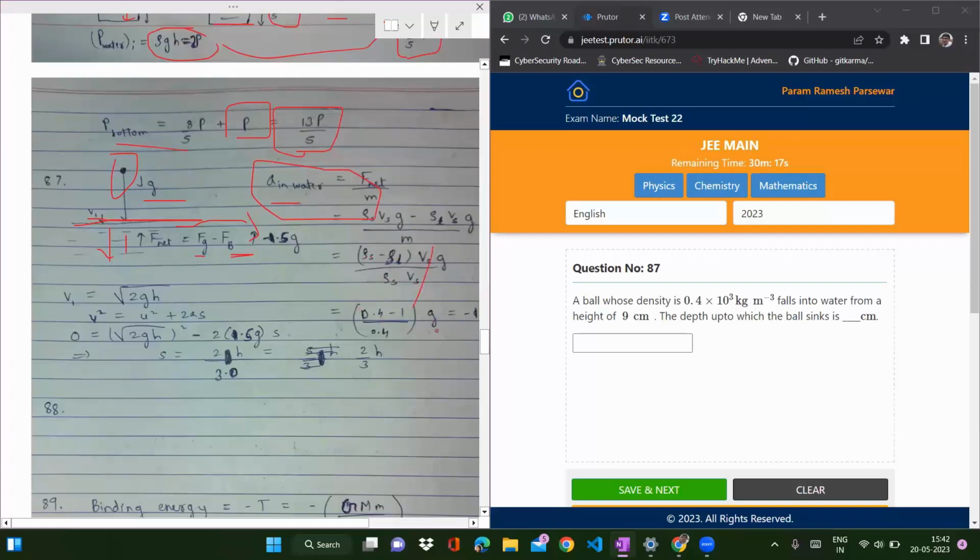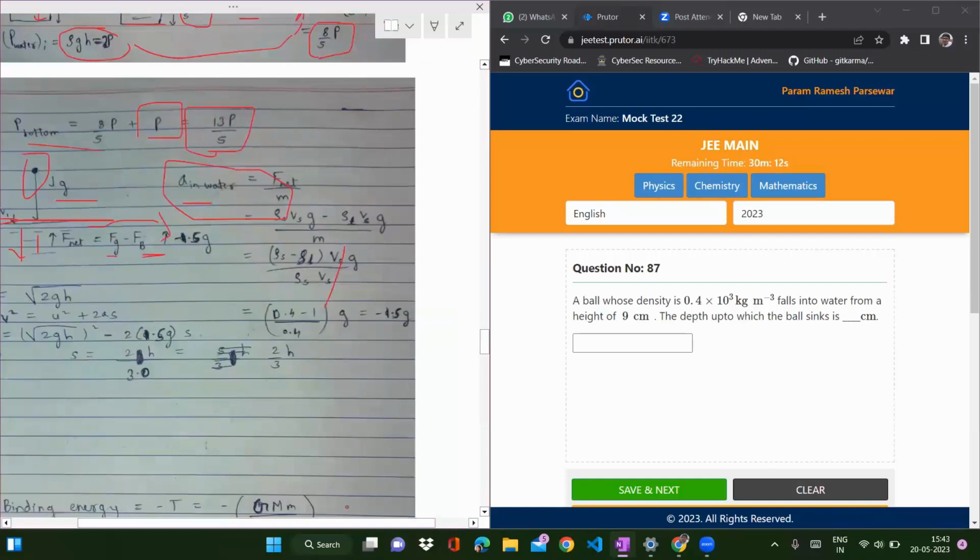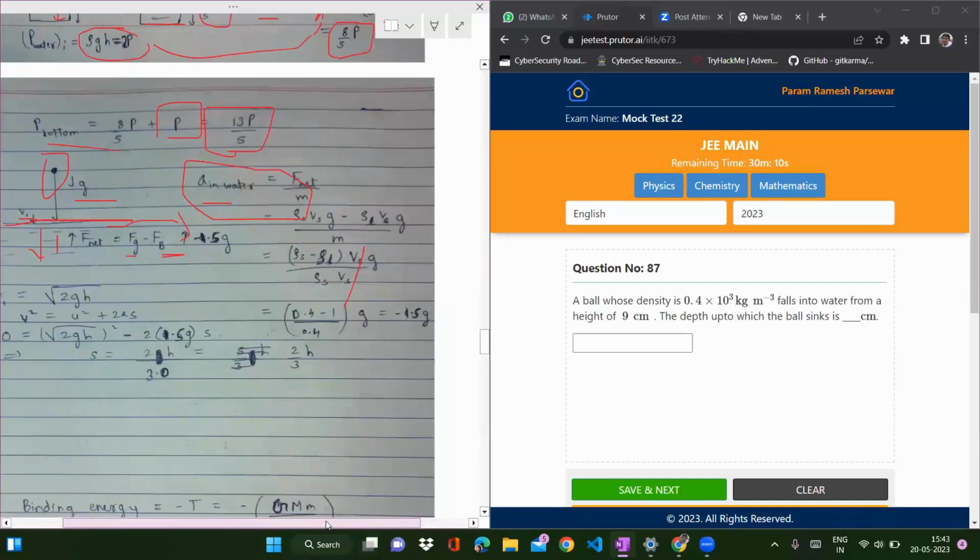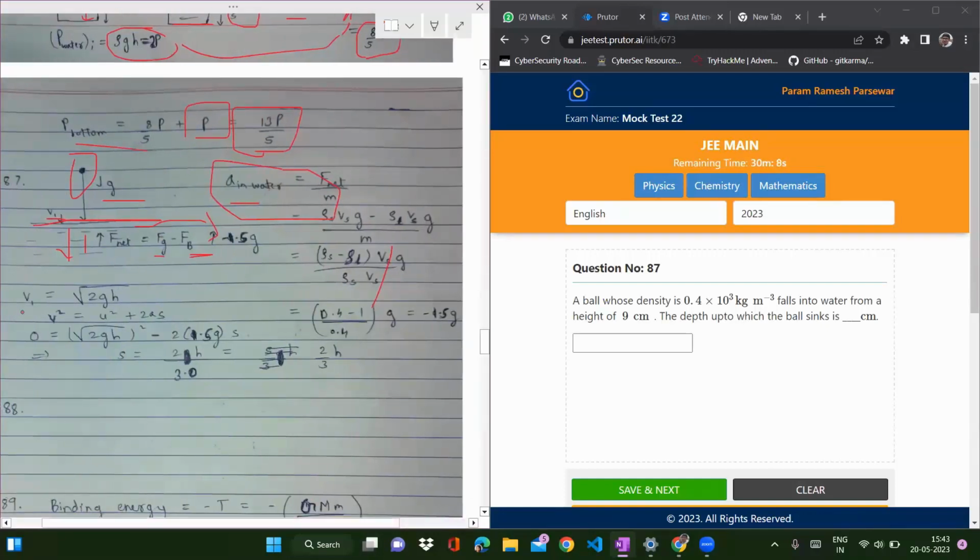So it comes out to 0.1 minus 0.4 into g, which is 1 minus 1.5 g. So the deceleration will be 1.5 g. The velocity which was attained was under root 2gh. Now again we apply this equation v square equals u square plus 2as.